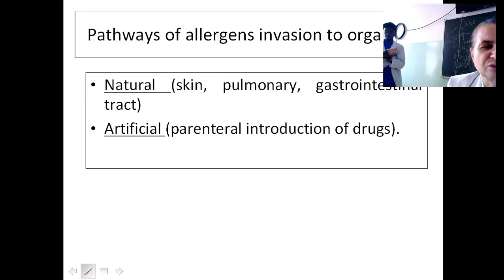Maybe a more widespread group. Through what pathways do the allergens enter our organism? For natural allergens, we have the skin, the urinary and respiratory tract, and through the gastrointestinal tract food allergens enter, yes? It may sometimes be artificial. Can you name examples of artificial introduction of allergen into our organism? Introduction of different drugs parenterally, yes, intramuscular or intravenous, or subcutaneous introduction.